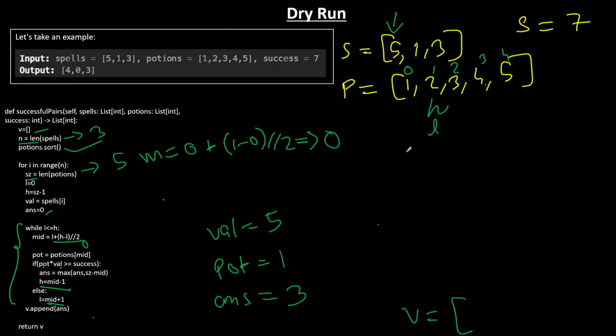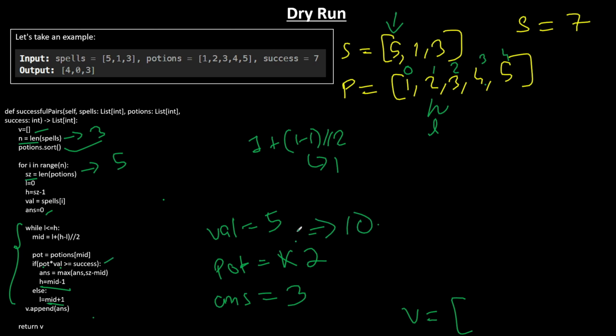Okay. Now again we'll do the calculation. Now for this, what will be the mid value? 1 plus (1 minus 1) divided by 2 gives me 1. Okay, index 1. So after writing index 1, portion of mid, portion of index 1, value is 2, right? So this will become 2. And then after that, we multiply both here, gives me 10, right? 2 into 5 gives me 10. Now 10 is greater than 7.